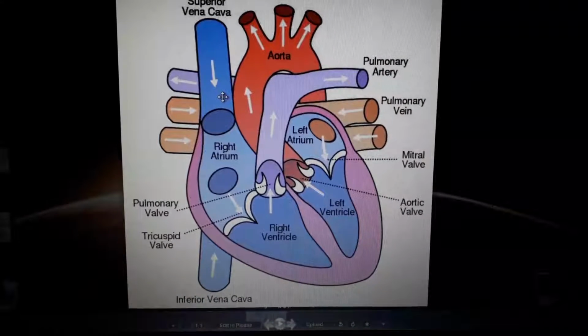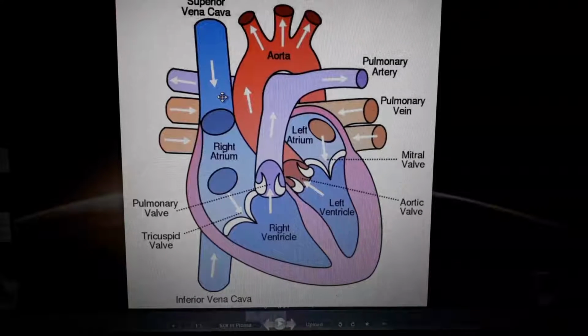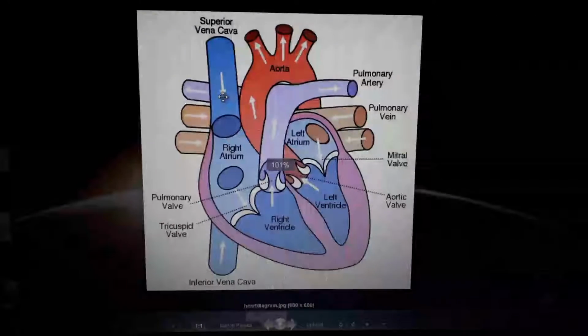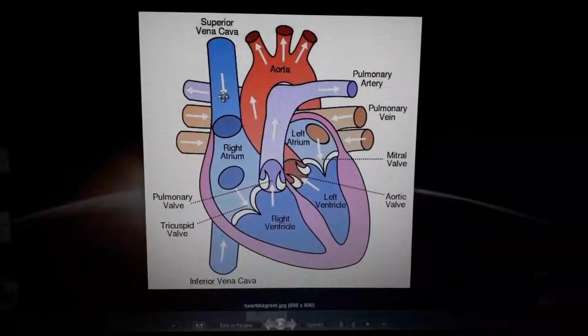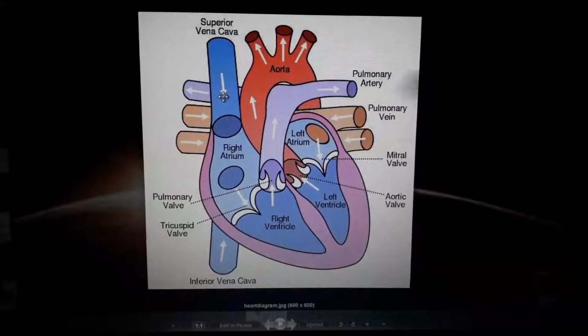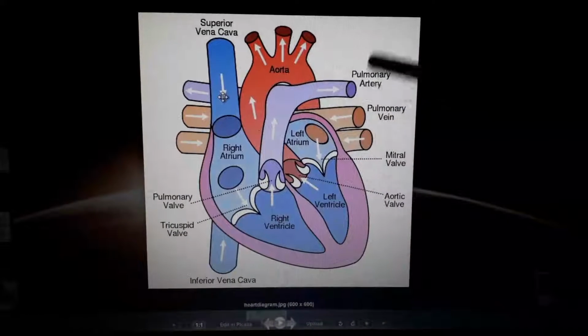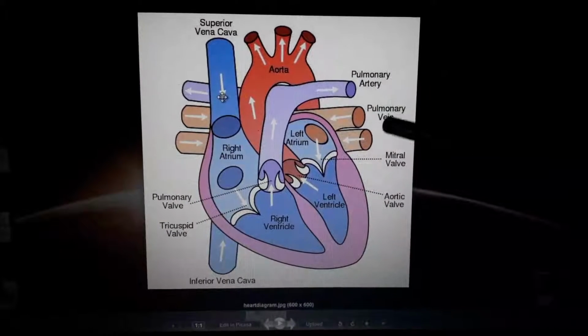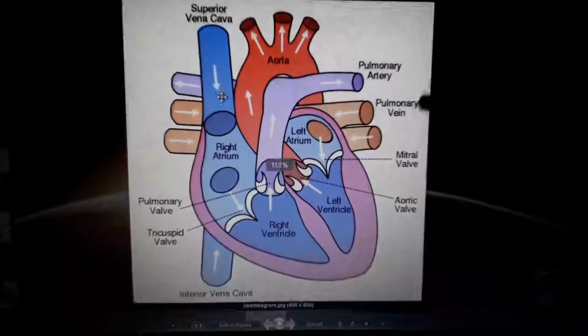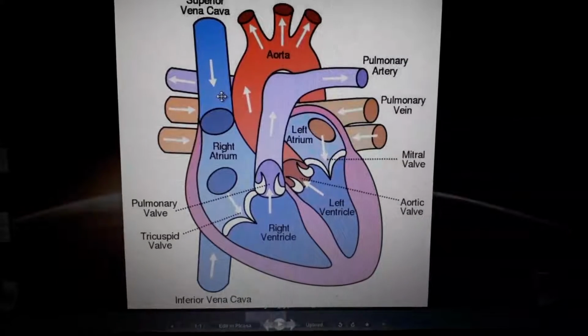So these are the main things about the structure of the heart. Now you know, the aorta takes pure blood through every part of our body. The pulmonary artery takes impure blood to the lungs. The pulmonary vein takes pure blood from the lungs to the heart.